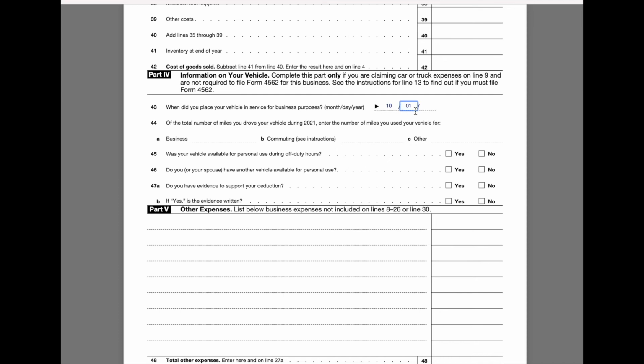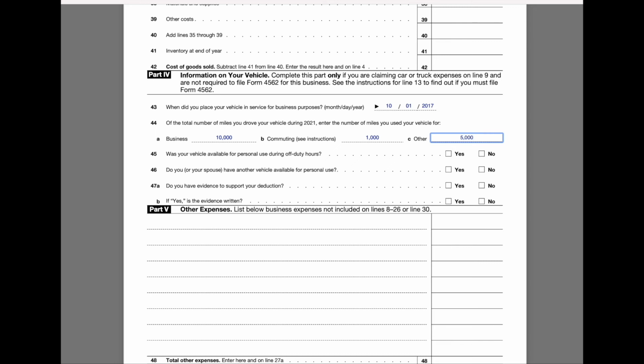1st of 2017. Of the total number of miles you drove your vehicle during 2021, you would enter the miles you used for your vehicle. So for business, we said we drove 10,000 miles. In commuting, we had another 1,000 miles. And then for all other mileage, we had 5,000 miles.